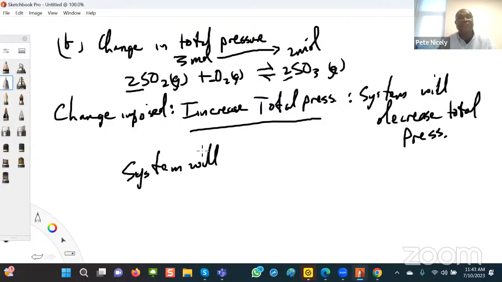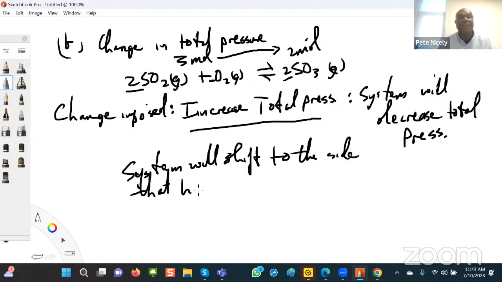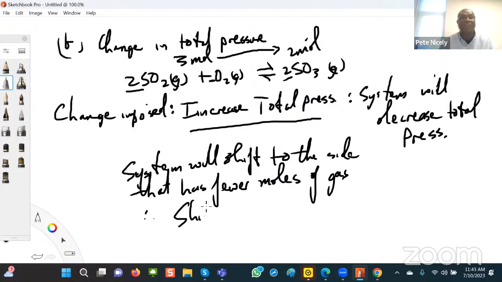So in order to answer the question, which direction the reaction will shift in order to decrease the total pressure, the direction shift will be from the side with the higher number of moles to the side with the lower number of moles. Because when you have that shift, the number of moles of gases will decrease, and therefore the total pressure will decrease. So therefore, the system will shift to the side that has fewer moles of gas. All right. So therefore, in this case, what it means is that it's going to shift to the right.